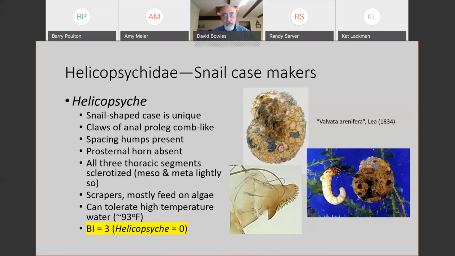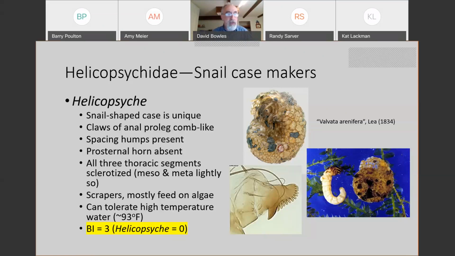If they're in the case, they're very obvious. Nothing else we have even looks remotely close to that case-wise. But if they're out of the case, and sometimes that happens, look at the anal claw. It's very comb-like, very broad and very comb-like in appearance. They have spacing humps that are very distinct. They lack a prosternal horn.